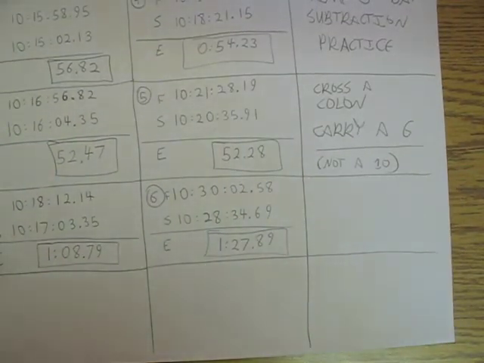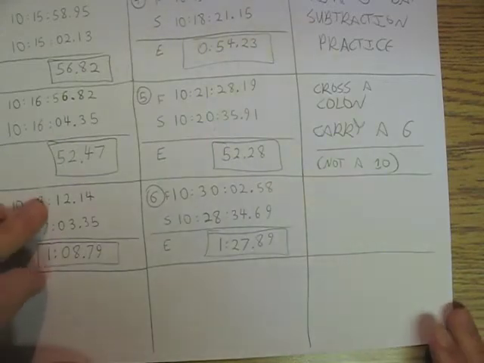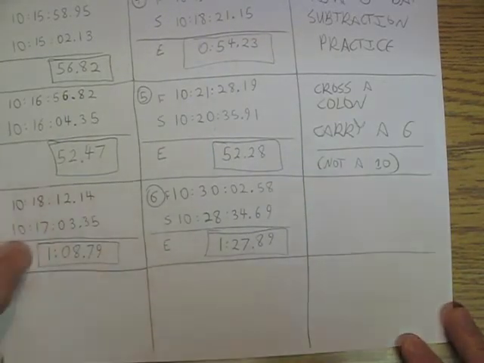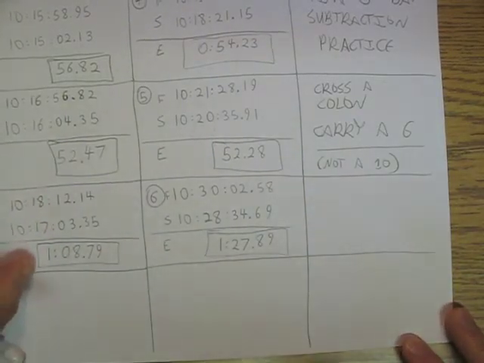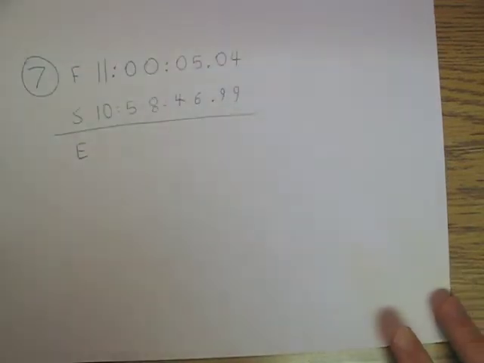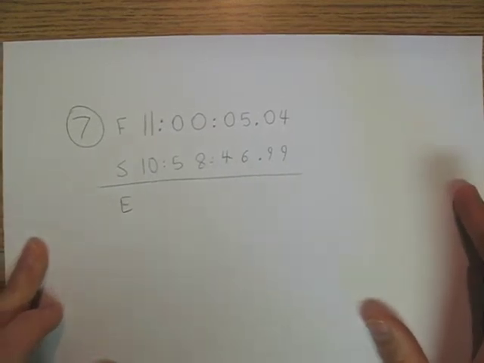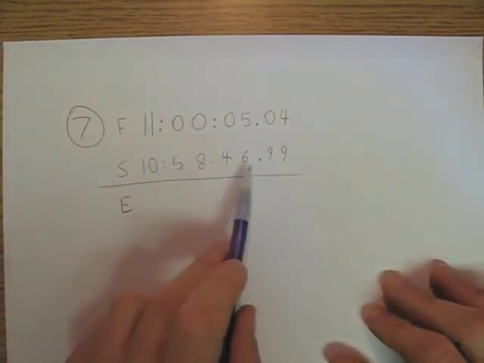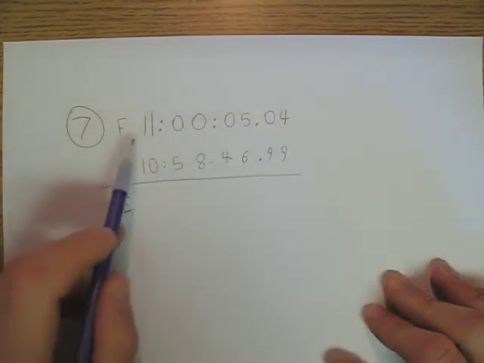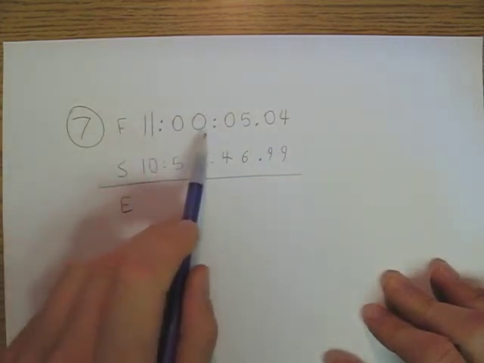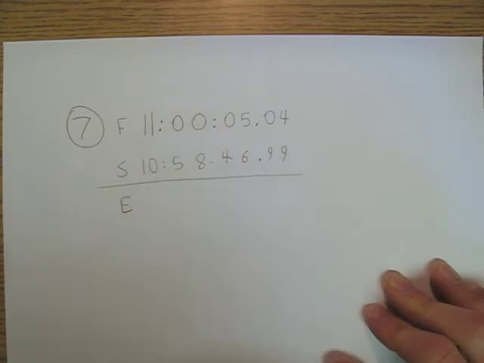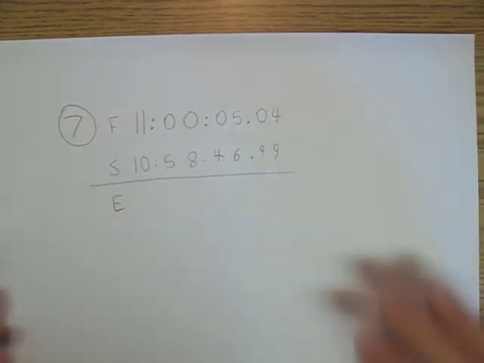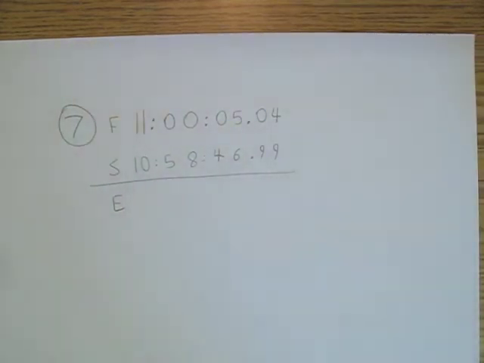Again, figure it out, hit pause or replay. I'm not going to repeat myself. Okay? Got that? On to the most difficult one. Okay, bib 7, start time 10:58:46.99. Finish time 11:00:05.04. Okay, take a second.